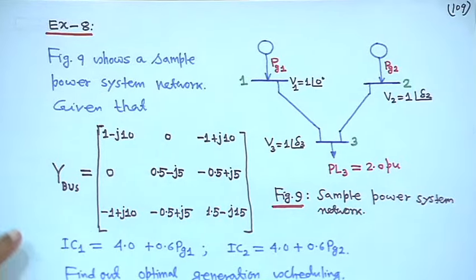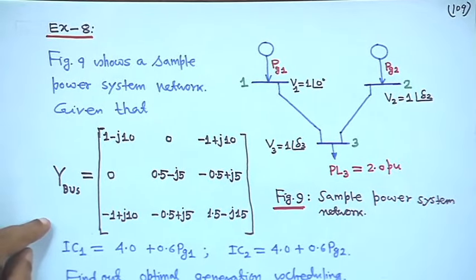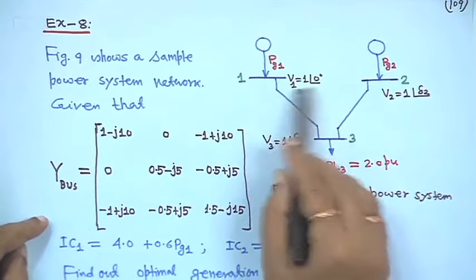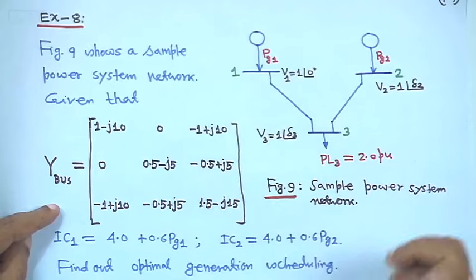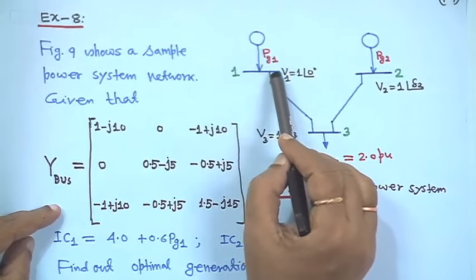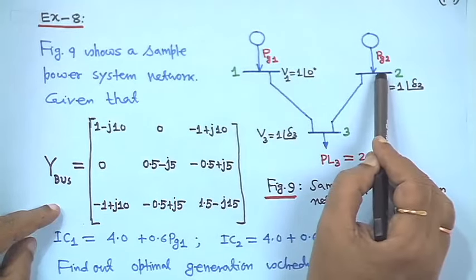Okay. Then next we will take an example of that. We will see how things are happening. Suppose you have a 3 bus problem with 2 generators. Here the power is Pg1 and here the power is Pg2.